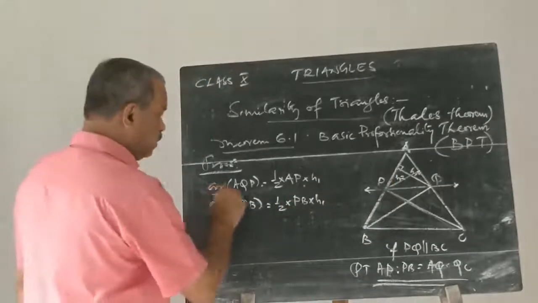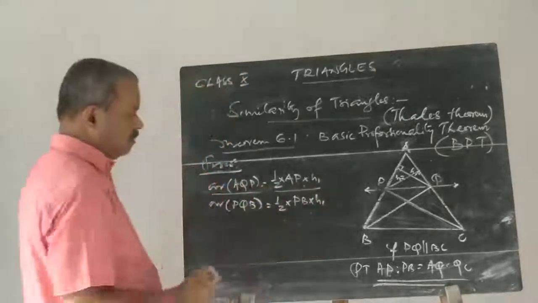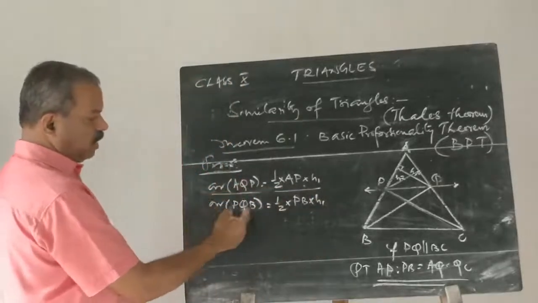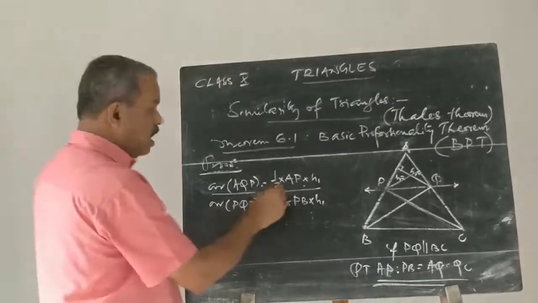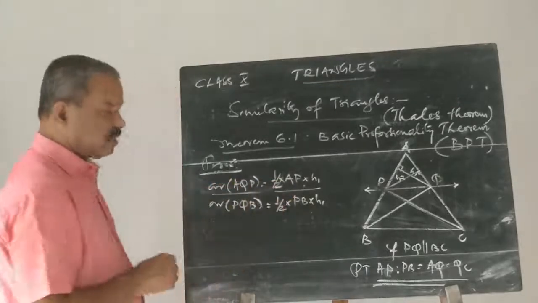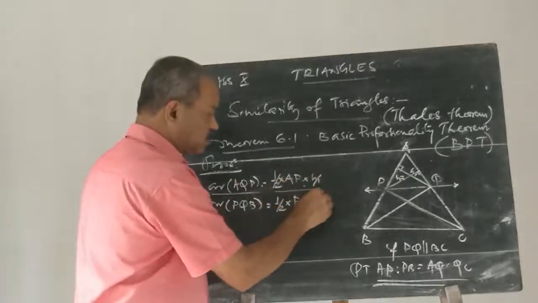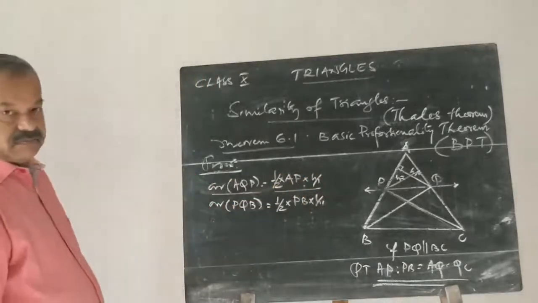What is the ratio of the areas? Area of APQ by area of PQB is equal to half AP into H1 by half PB into H1. Half cancelled, H1 cancelled. AP by PB.